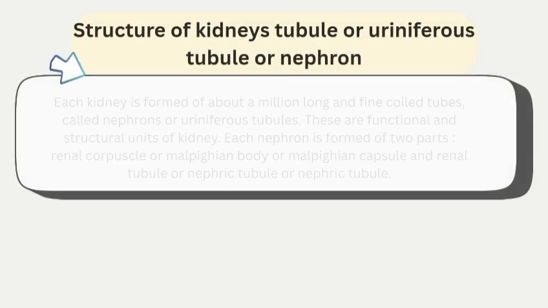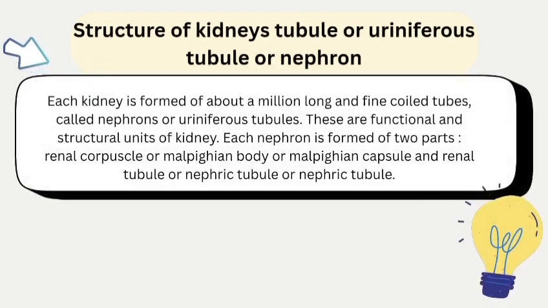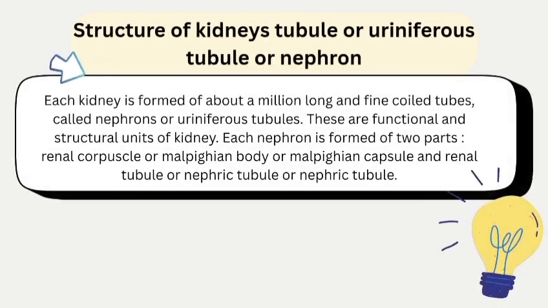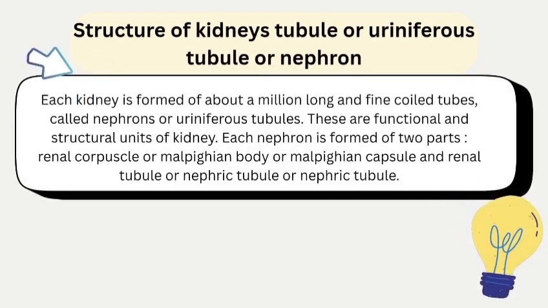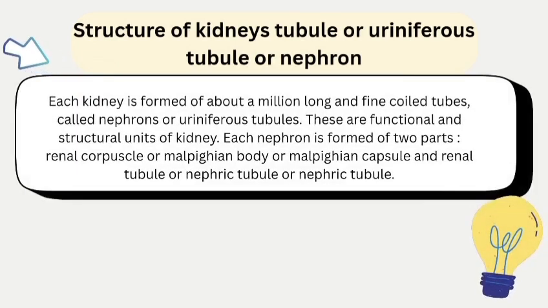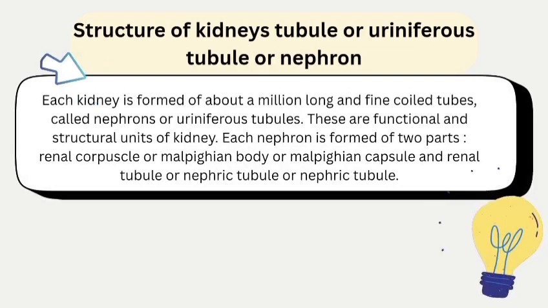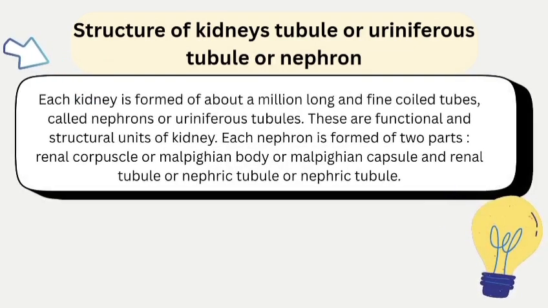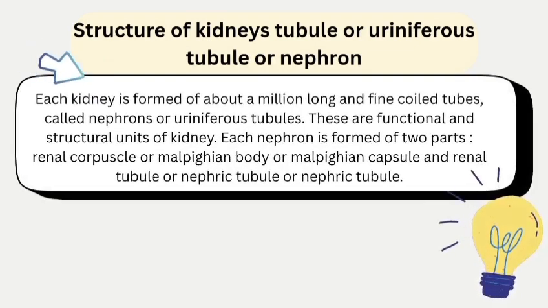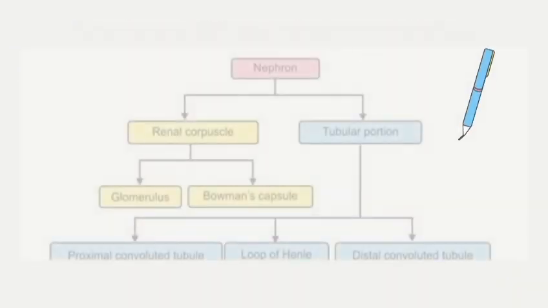Here's another important topic: the structure of a kidney tubule or uriniferous tubule. Each kidney is formed of about 1 million long and fine coiled tubes called nephrons or uriniferous tubules. These are the functional and structural units of the kidney. Each nephron is formed of 2 parts: the renal corpuscle or Malpighian body, and the renal tubule or nephric tubule. Here is the flowchart which shows the 2 parts of the nephron.